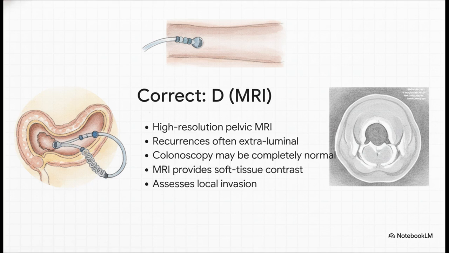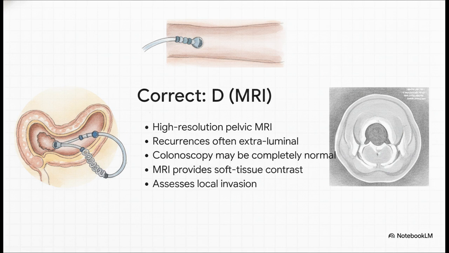MRI. Now, what's really interesting about this slide is the concept of the extrarectal trap. You see, most local recurrences develop extraluminally, hiding right within the surrounding connective tissue planes of the mesorectum. Because these local recurrences track within the pelvic fat pads or pelvic sidewalls, a follow-up colonoscopy can actually return completely normal mucosal findings, even in the presence of an extensive invading tumor recurrence. A high-resolution pelvic MRI provides superior soft tissue contrast, letting us differentiate post-radiation fibrosis from an active tumor recurrence and accurately assess local invasion.